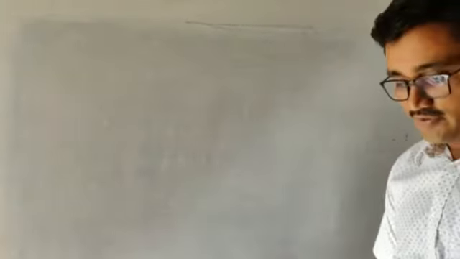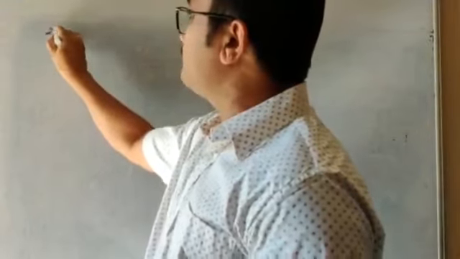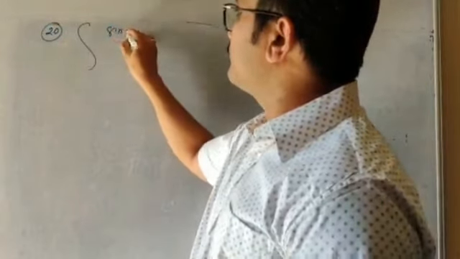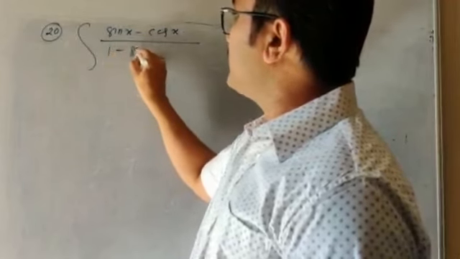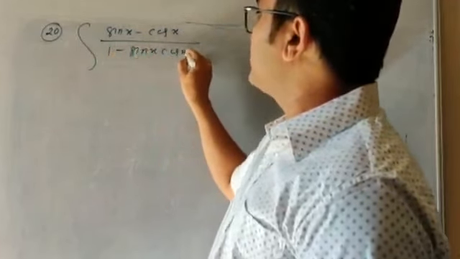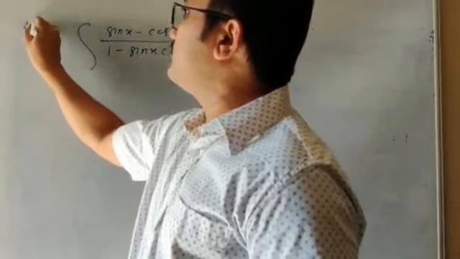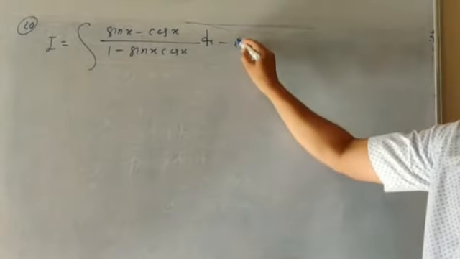Yes, let us move to the next one. The question is the integration from 0 to pi by 2. This is question number 20 in the booklet. It's a good question. The question is sin x minus cos x upon 1 minus sin x cos x dx, right? So what we do in such questions is call this integral I. I'll call this equation 1.